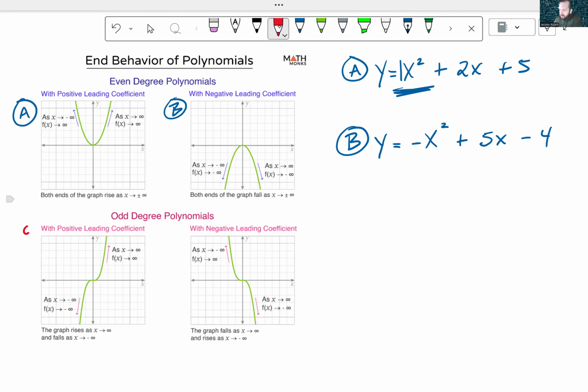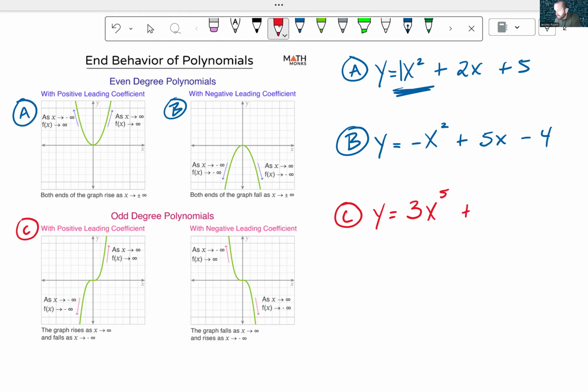Let's look at C next. This says a positive leading coefficient, but with an odd degree. So a positive leading coefficient would be like 3. 3 is a positive number. But now we're talking about an odd degree, so cubic or to the power of 5, as long as that's an odd number.